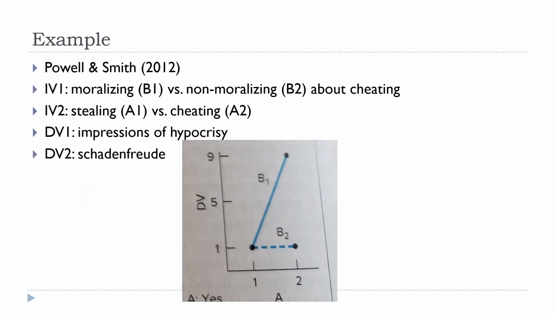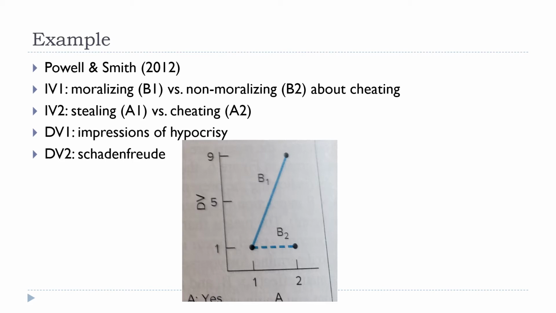Let me go ahead and give you an example of a two-way ANOVA study. The Powell and Smith study that you have access to on Canvas in your supplemental materials is an example of a 2x2 design where in study 2 of that particular paper, there were participants who were exposed to a person who either made a moralizing statement about cheating or didn't moralize about cheating at all. And then participants read a follow-up where that person that they had just read about either got caught stealing or got caught cheating. And then they measured things like impressions of hypocrisy and schadenfreude.